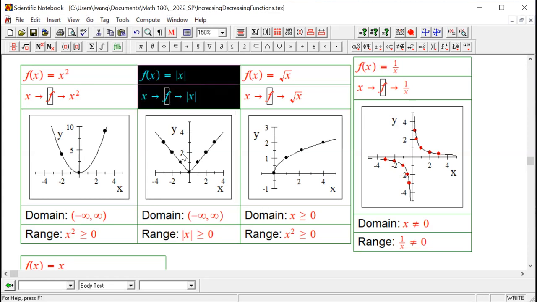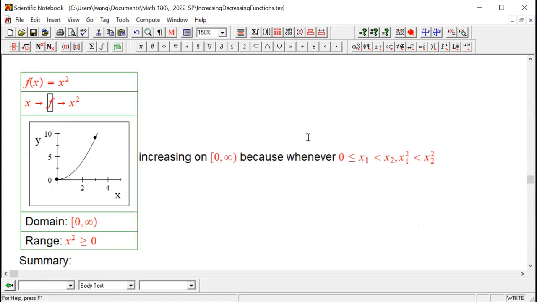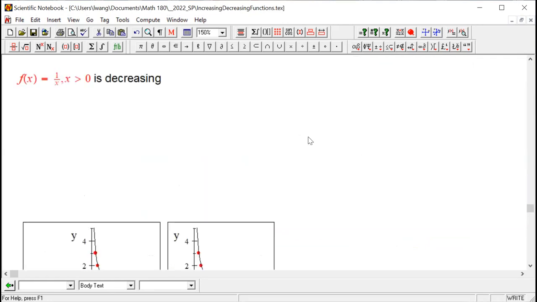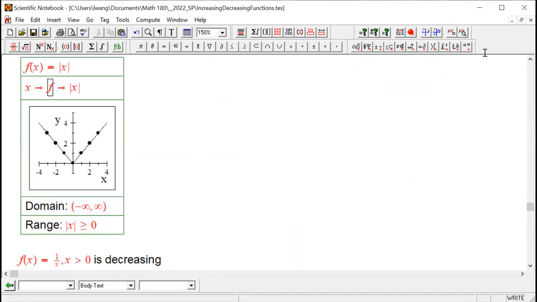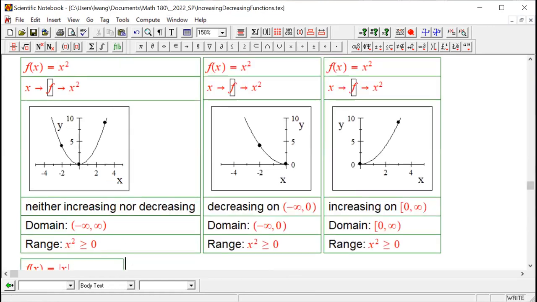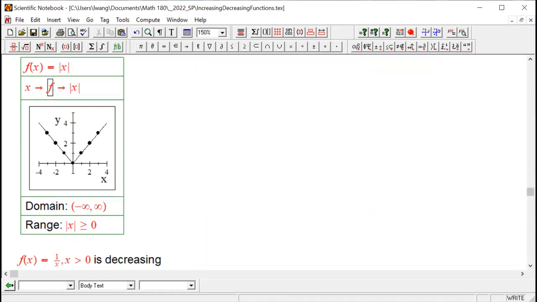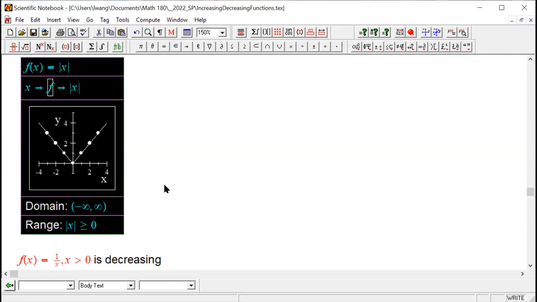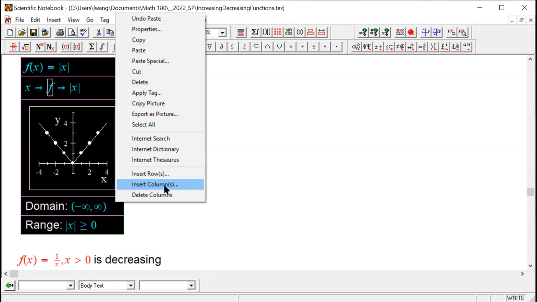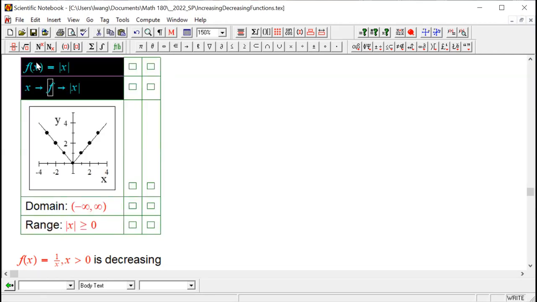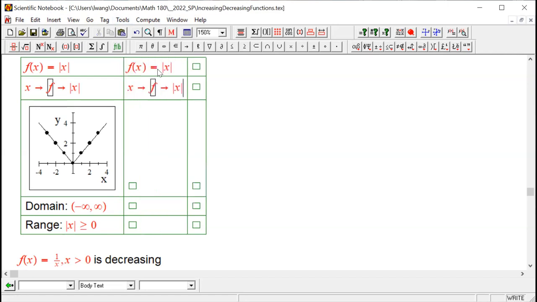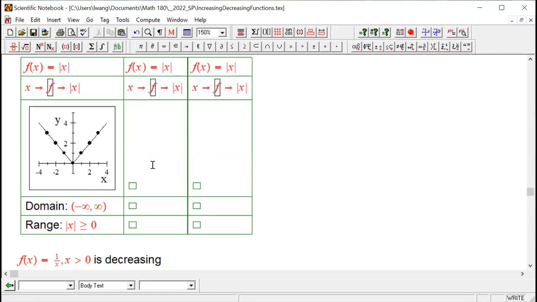So now, what will be the narrative for this guy? Okay, I want you guys to practice this. It's very similar. Okay, so once again, just like the other two, overall it is neither. Same function, same rule, depending on which interval you're considering.